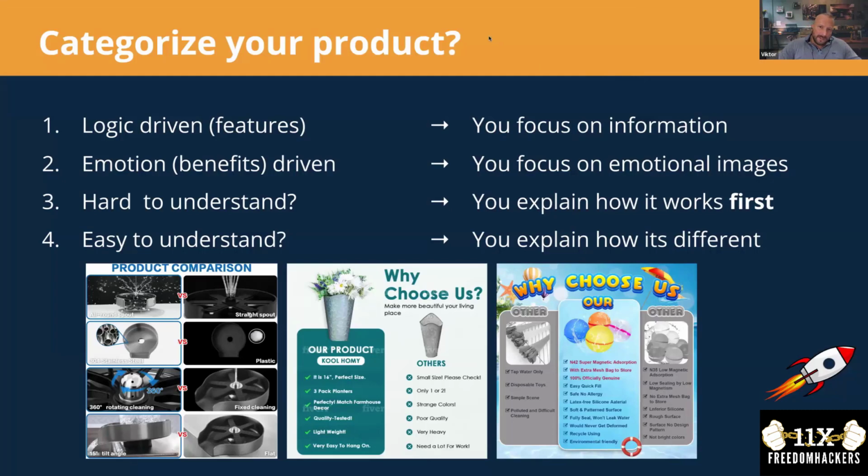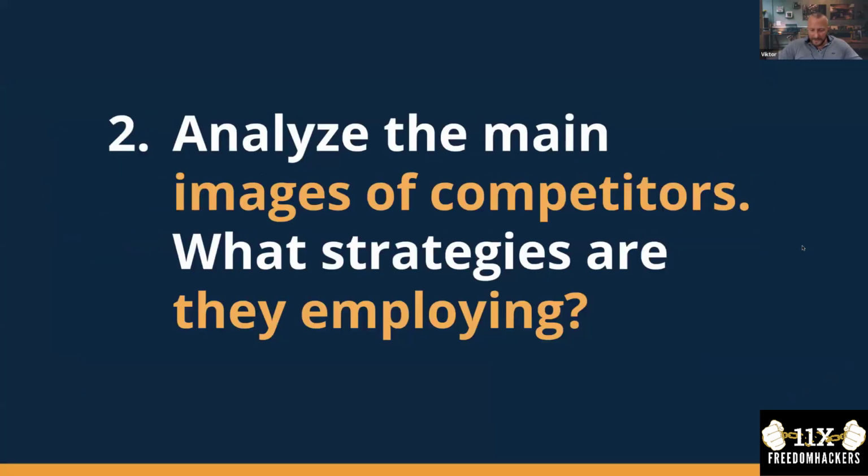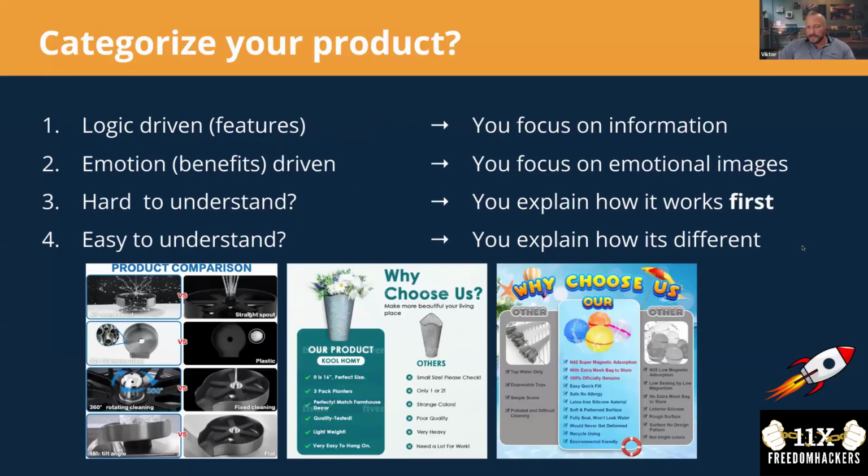So, literally, the easy-to-understand products require a lot of either emotional or logical driven features, right? Sometimes these choices can be used, by the way, for all the products. Now, before you start going to your images, you should understand: is it logical driven, information driven, benefits driven? Is it easy to understand, hard to understand? And so where should I focus?